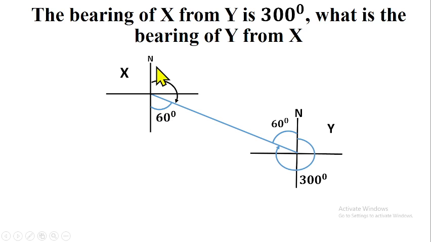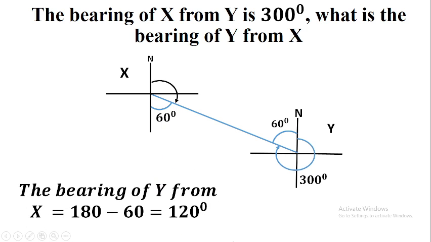So if from the south to the north is 180 degrees, and from here to here is 60, what will be from here to here? That should be 180 minus 60, and that should give us 120 degrees. So the bearing of point Y from X is 120 degrees.